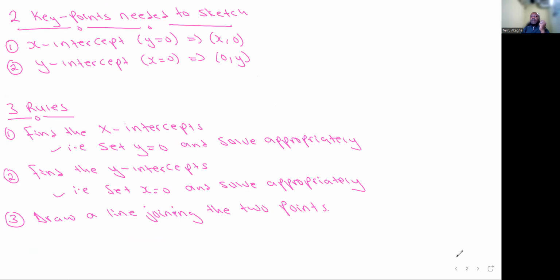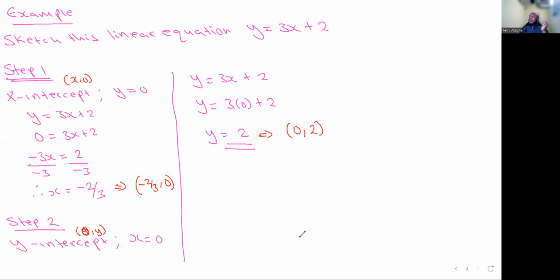Now step 3 said we should now draw a line joining both of them. Okay, so let's do that. We're going to draw a line now. So step 3, we have this, we have this. Now the first one is that we have 0 comma 2. So this is the point here. Let's say this is the point. So this is 0 comma what? 2. So x is 0, y is 2. Okay, and we have another one. Let's assume minus 2 over 3 comma 0.